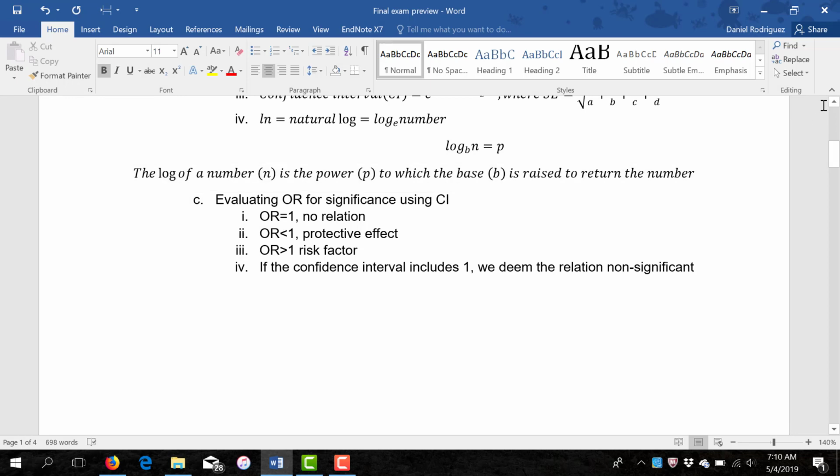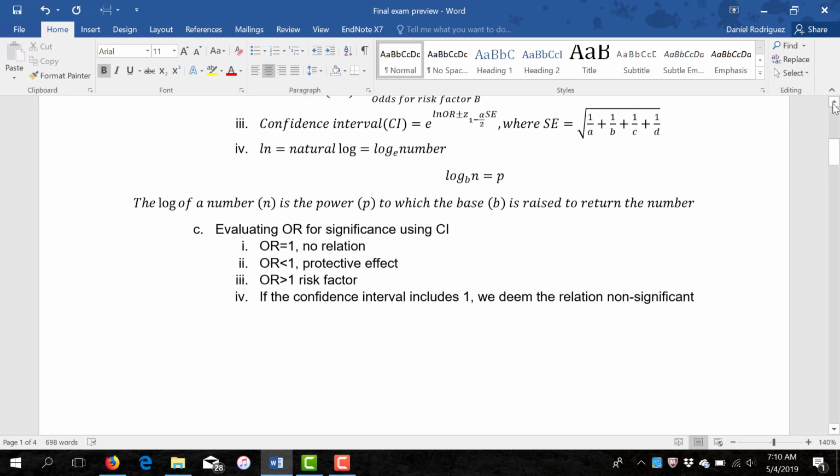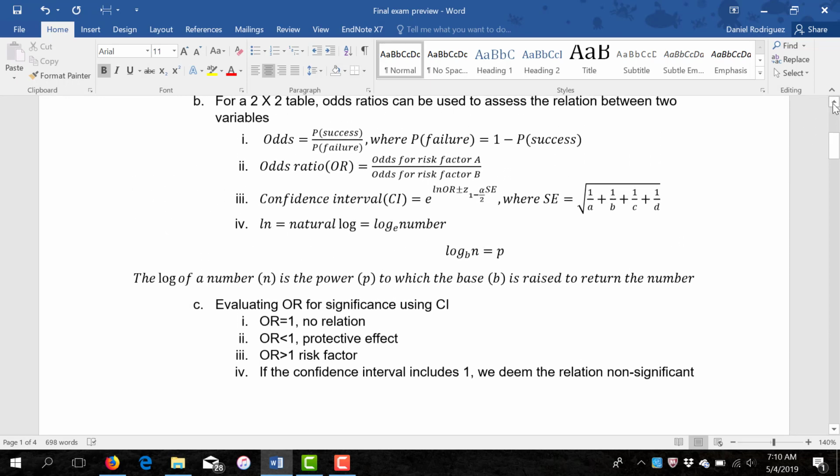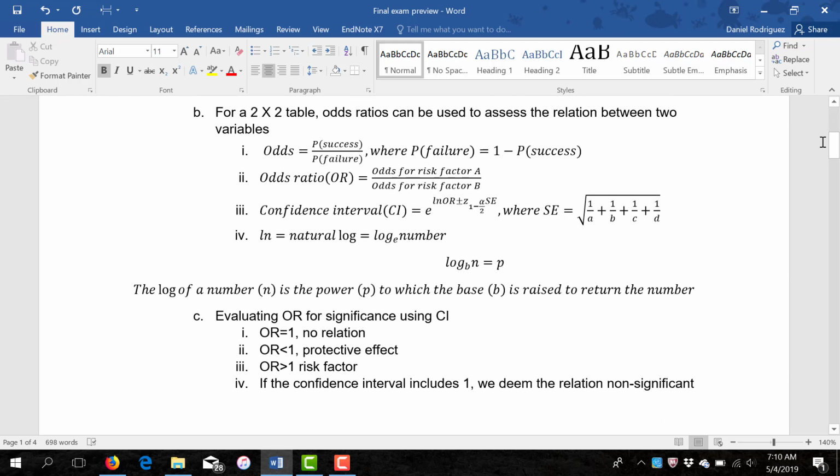Also, if the confidence interval includes the value 1, that's how we can determine whether we have a significant relation or not if we're using a confidence interval. Because if we take 100 such samples and in each sample we derive the 95% confidence interval, 95 of those 100 samples would include the true population mean. So there's only a 5% chance of not including the true population mean.